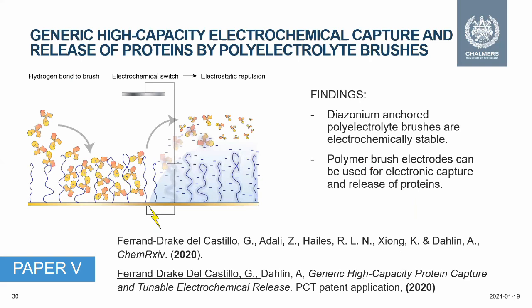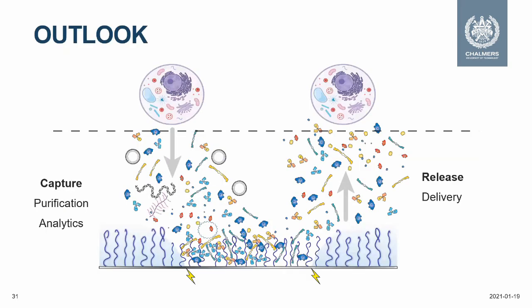To summarize paper 5, reversible electrochemical switching of polyelectrolyte brushes enable us to build a bioelectrode which can capture proteins by hydrogen bonds, release proteins by electrostatic repulsion, and this design was enabled by insights from all 4 of the first 4 papers of the thesis into how proteins and polyelectrolyte brushes interact as a function of pH. And secondly, making use of the underlying surface as an electrode to produce local, non-invasive pH gradients.